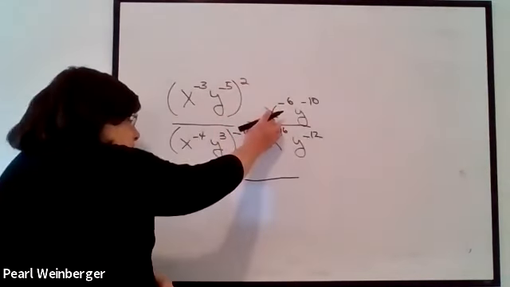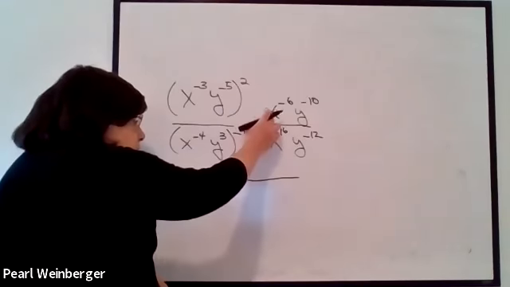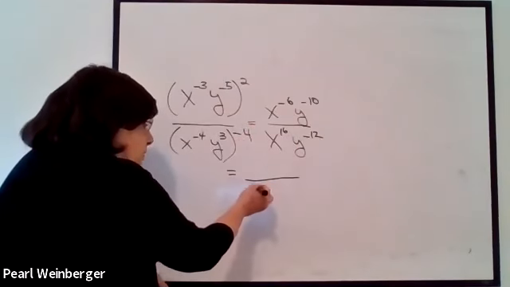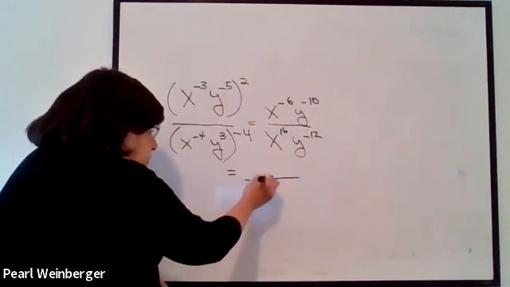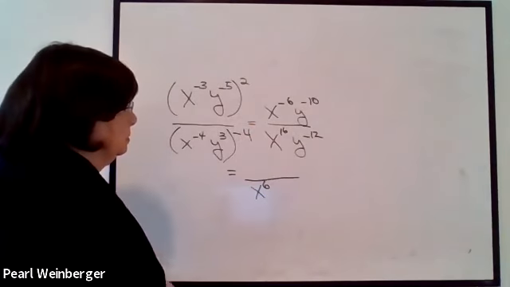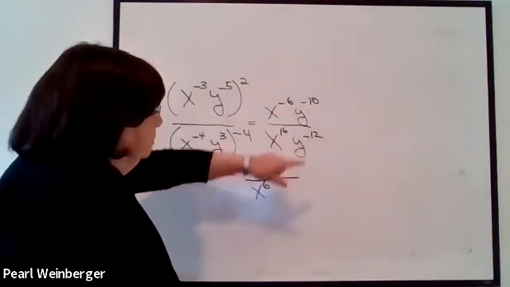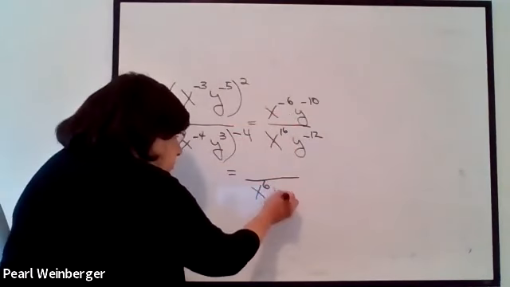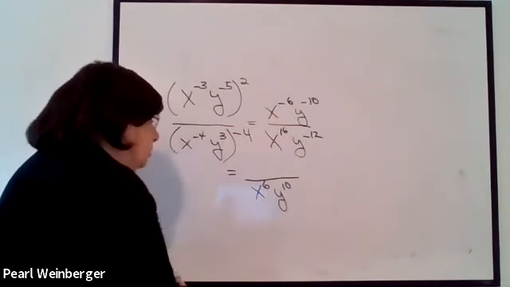So I look at each factor individually. x to the -6, that's going to have to be moved to the denominator, so it'll become x to the 6. y to the -10 is also going to have to be moved to the denominator. It's going to become a y to the 10th.